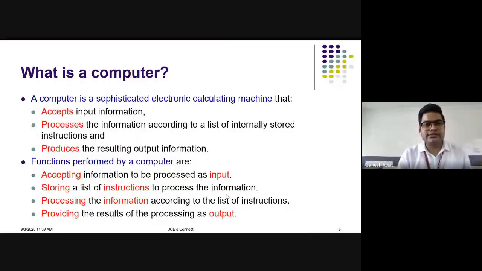Then we discussed what the functions are: accepting some information as input, storing a list of instructions to process the information, processing the information according to the list of instructions, and providing the result of the processing as output. So input, process, and output.